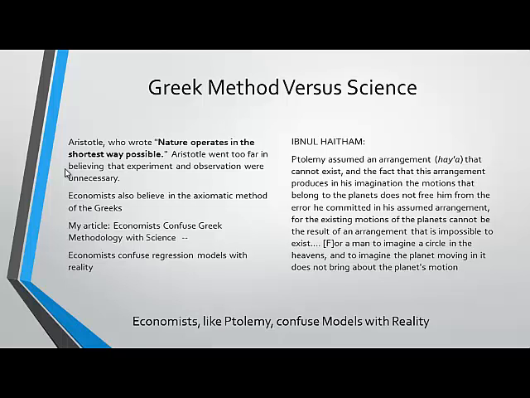Ptolemy thought that circles were perfect, a perfection. And so he said that the planets must follow circles. And so when they didn't, they said, okay, we make circles upon circles. These are epicycles. But you can't go outside of the circles. So Ibnul Haytham says that he is imagining this motion in his mind, but his imagination doesn't force the planets to follow that trajectory. For a man to imagine a circle in the heavens and to imagine a planet moving in it does not bring about the planet's motion. The planet moves regardless. So models are separate from reality.